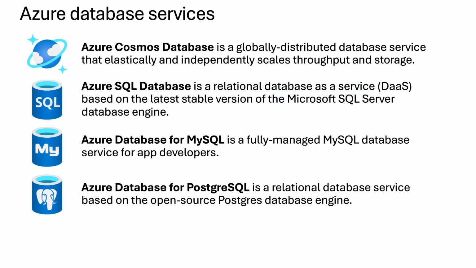Next, we have Azure Cosmos DB, a globally distributed database service that elastically and independently scales throughput and storage. And we have Azure SQL Database, a relational database as a service based on the latest stable version of the Microsoft SQL Server database engine. Then we have Azure Database for MySQL, a fully managed MySQL database service for app developers. Next, we have Azure Database for PostgreSQL, a relational database service based on the open source Postgres database engine.